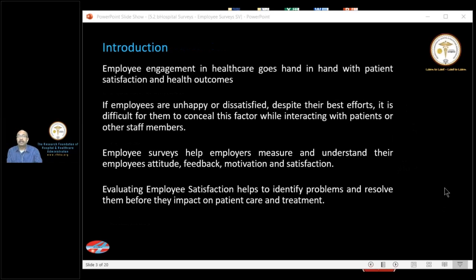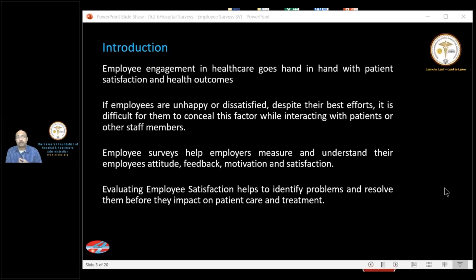Employee engagement in healthcare goes hand in hand with patient satisfaction and healthcare outcomes. In fact, a large number of studies have linked the satisfaction and motivation levels of employees with the outcomes that the hospital is able to achieve.